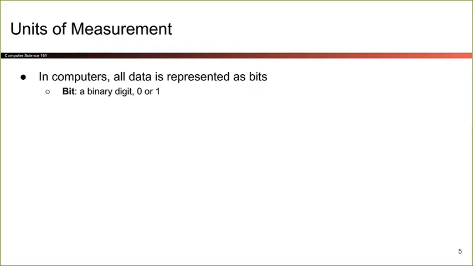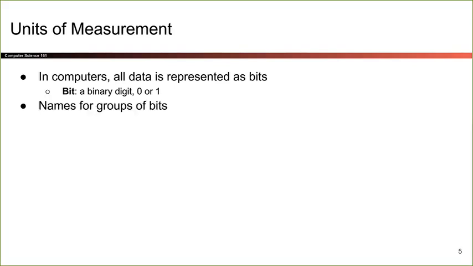All right, number representation. So remember that in the world of computers, all data has to be represented as bits and bytes. So in a computer, we have wires, and those wires can really only have a high signal or a low signal. So those are our ones and zeros, respectively. We call these a bit. So this bit is a binary digit. It's either a 0 or a 1.